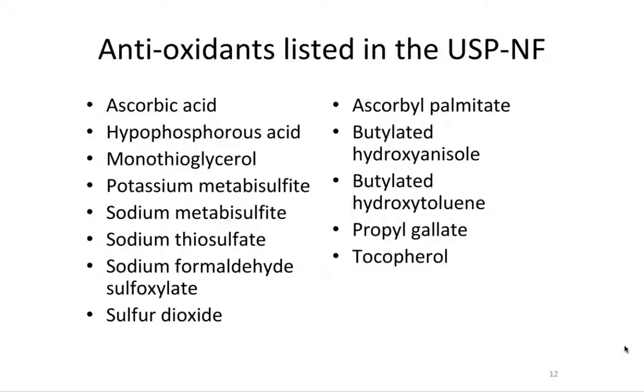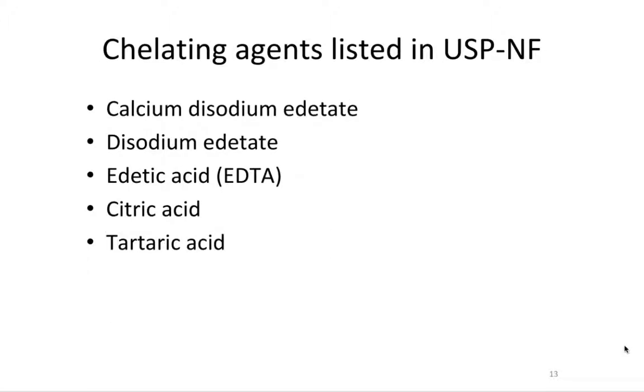Examples for different types of antioxidants that are listed in the USP/NF are shown there. Review these chemicals. Make sure that you're familiar with these. These are very commonly seen in the list of ingredients, particularly those solution type formulations contain one or more of these antioxidants.